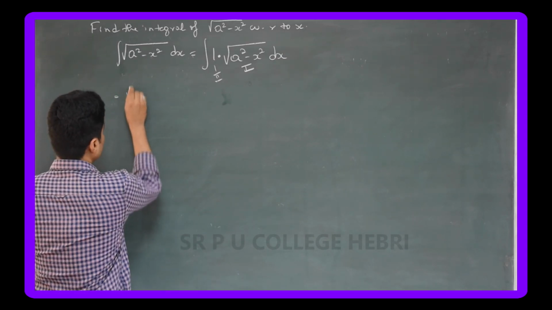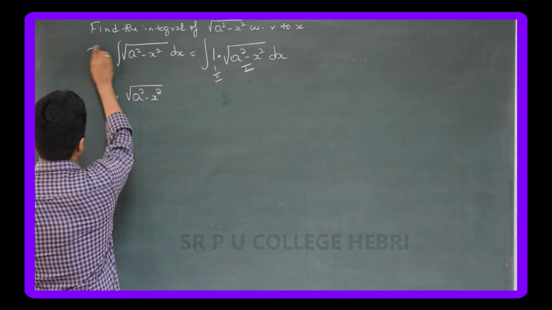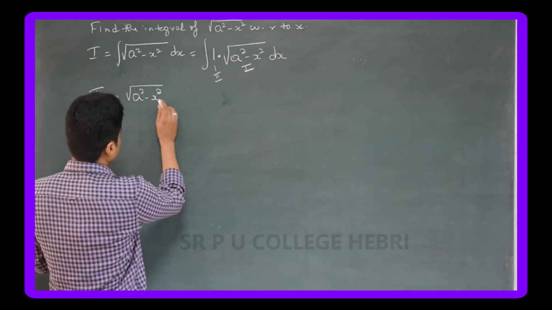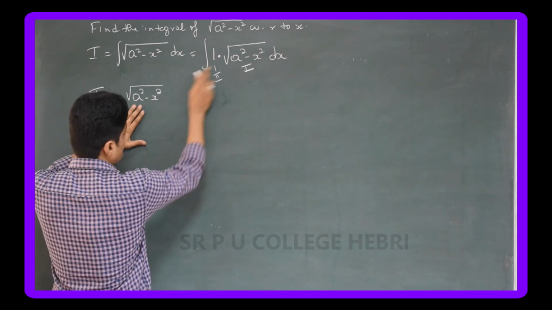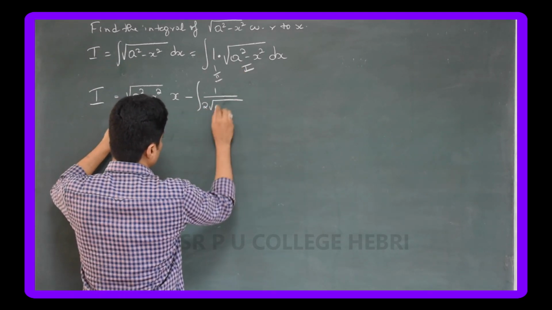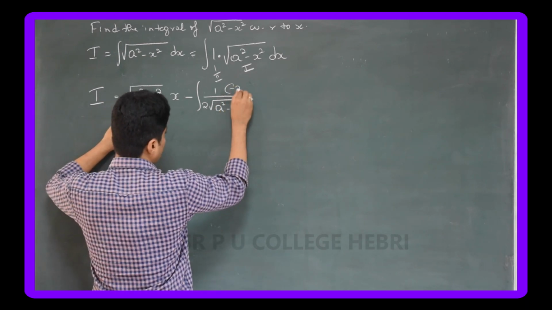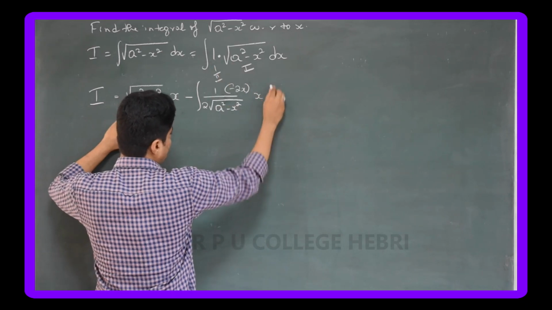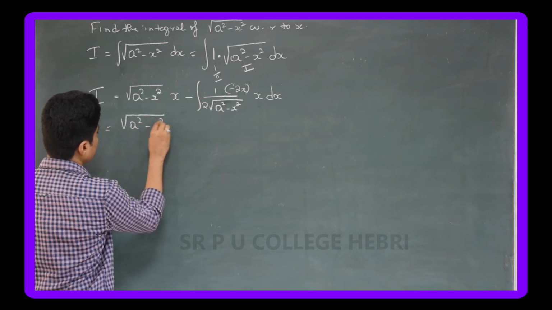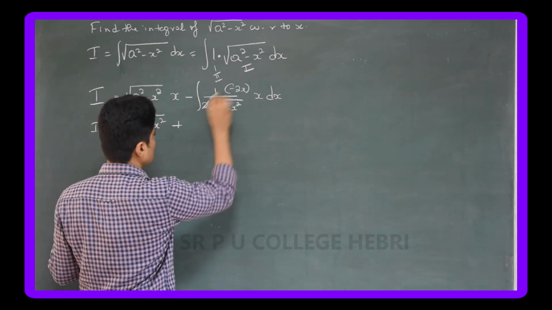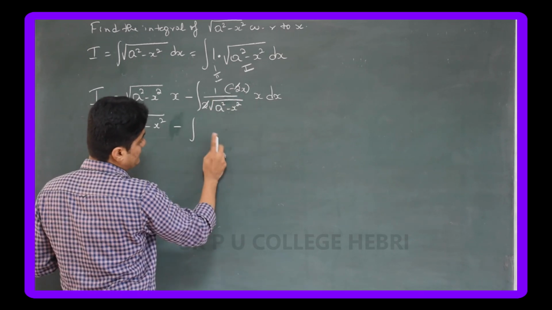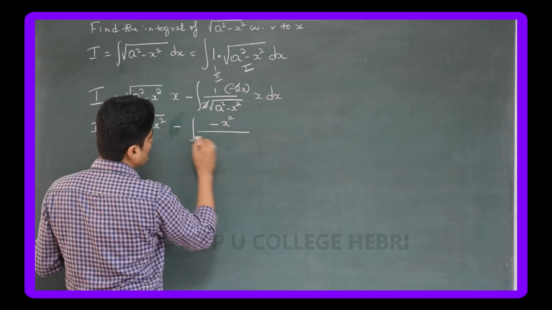First function is root of a square minus x square. For our convenience, take the given problem as I. You will come to know why I am taking the given expression as I. So I is equal to root of a square minus x square, the first function, into integration of the second function, which is x, minus the integral of the differentiation of the first function, 1 by 2 root of a square minus x square into minus 2x, into the integration of 1, which is x, dx. So I is equal to x into root of a square minus x square, and because of this minus sign, it is better to keep the minus as it is. x into x is x square, keep the minus, don't multiply with it.